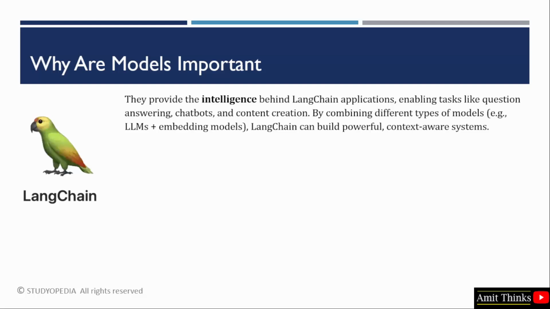They actually provide the intelligence and are the brain behind LangChain applications. So that tasks like creating content, summarizing text, question answering can be easily achieved. By combining both the LLM as well as your embedding models, LangChain can be used to build powerful systems. So guys, we saw what is the models component in LangChain.